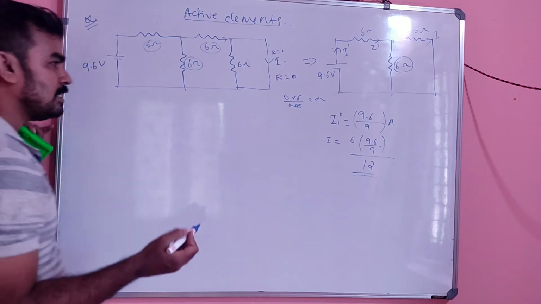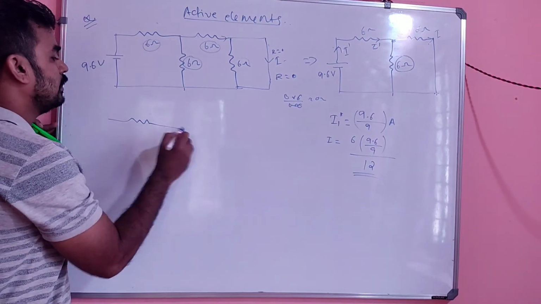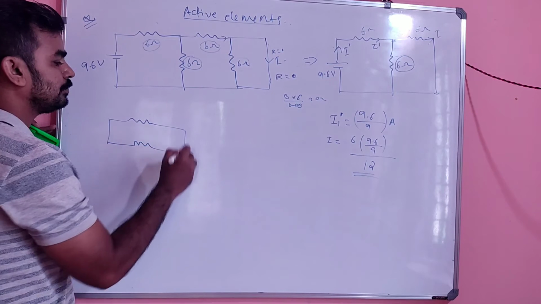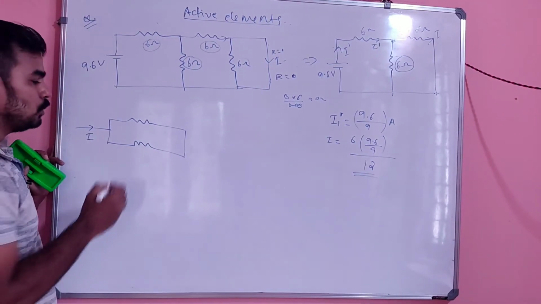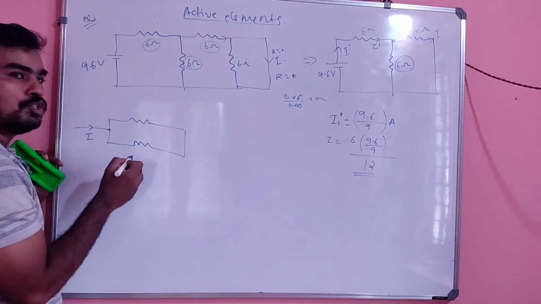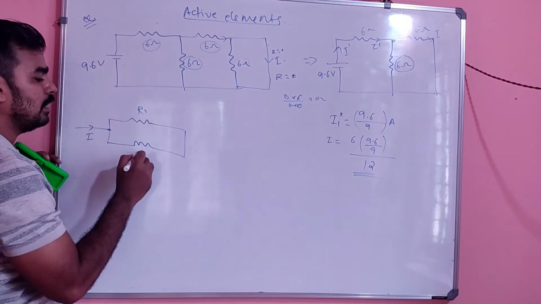So the current division rule is nothing but, suppose current I is incoming to the point here and splits up into 2 across some resistors R1 and R2.